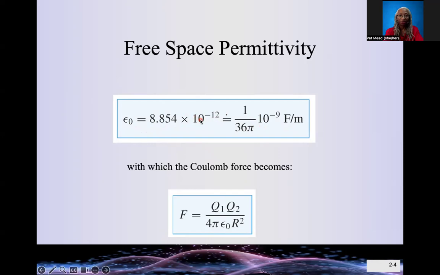If you have two charged particles in vacuum, or just air, so to speak, then you would find that K would be 1 over 4 pi epsilon naught, where this is the value for epsilon naught. By substituting K into the equation for the force, the force is Q1 Q2 over 4 pi epsilon naught R squared. Again, R is the distance between the two charged particles.